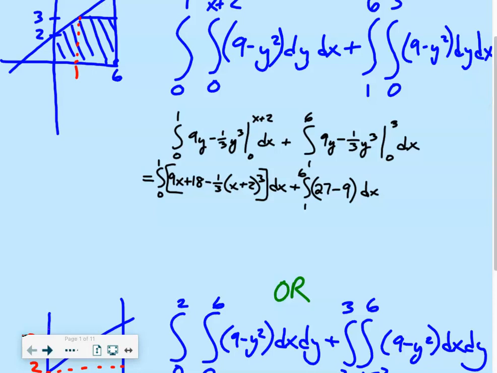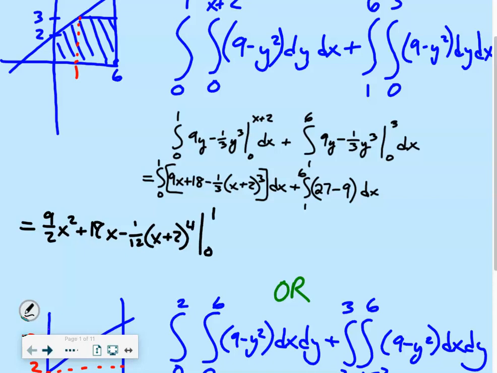All right, so next line. Now we're integrating with respect to x, so 9/2 x squared becomes 18x. So this would be 1/4 times (x plus 2) to the 4th, minus 1/12 times (x plus 2) to the 4th, all evaluated from 0 to 1, plus 18x from 1 to 6.